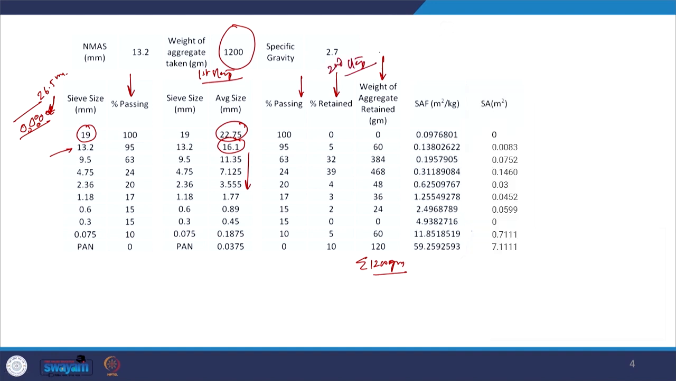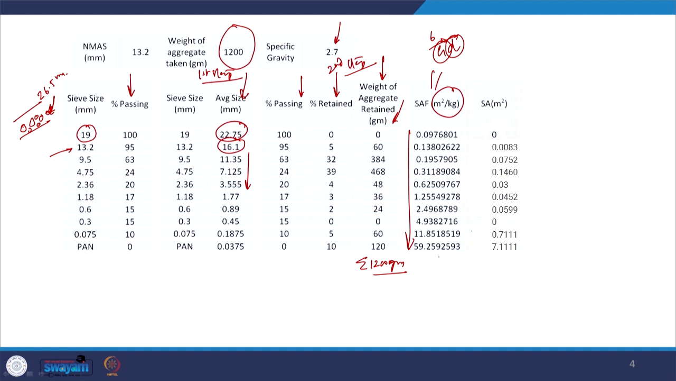Now comes the third step, which is very easy, calculating the surface area factor, and we know that the formula is 6 by GD, alright. We have G here which we are assuming as constant for all the sizes, and we have D here which we have taken from the first step, alright.